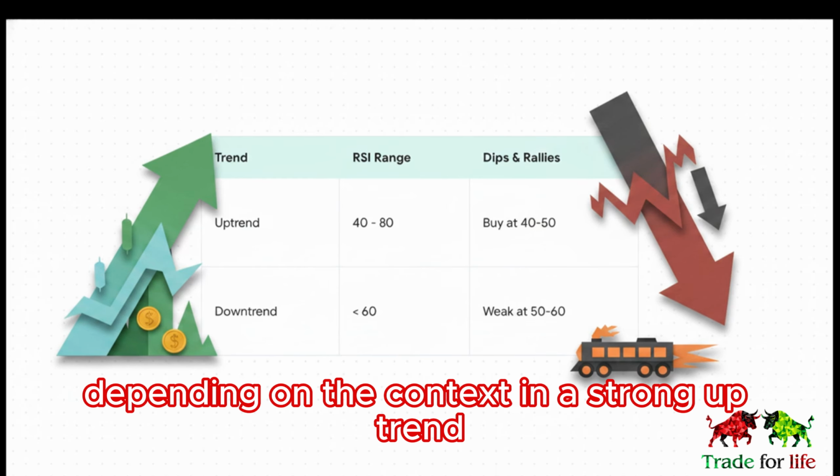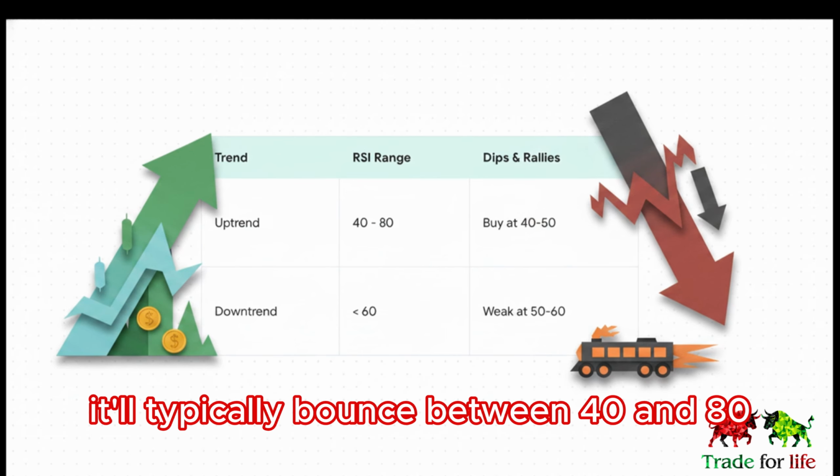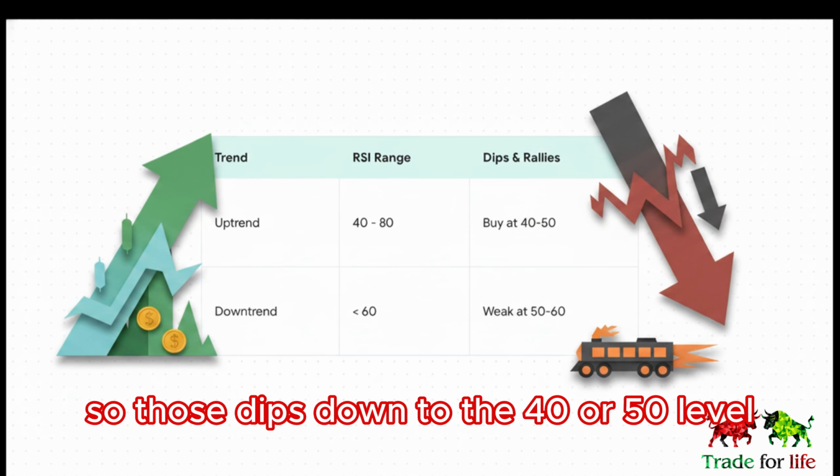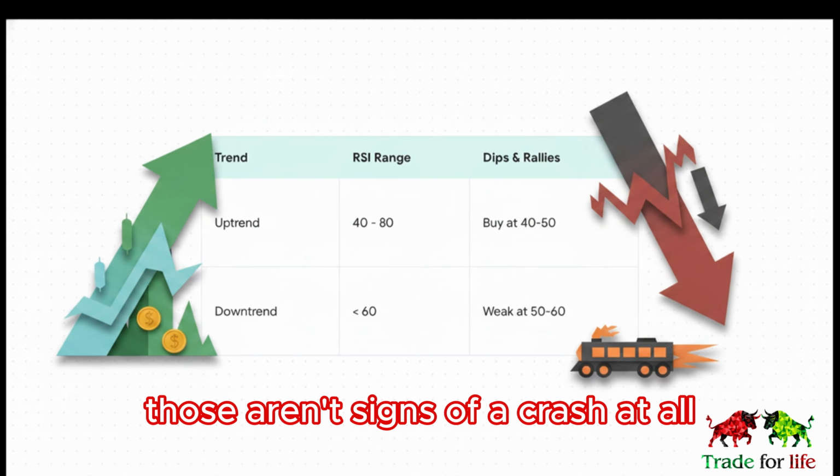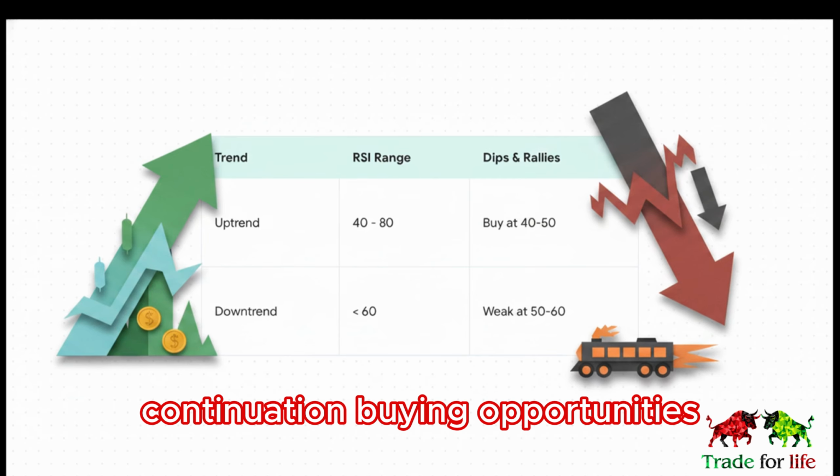See, RSI ranges actually shift completely depending on the context. In a strong uptrend, the entire RSI range shifts up. It'll typically bounce between 40 and 80. So those dips down to the 40 or 50 level, those aren't signs of a crash at all. They're actually incredible continuation buying opportunities.